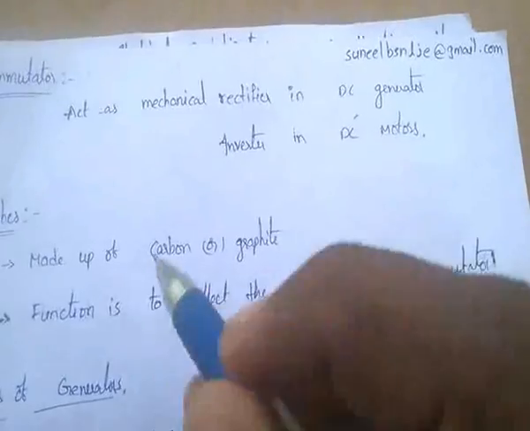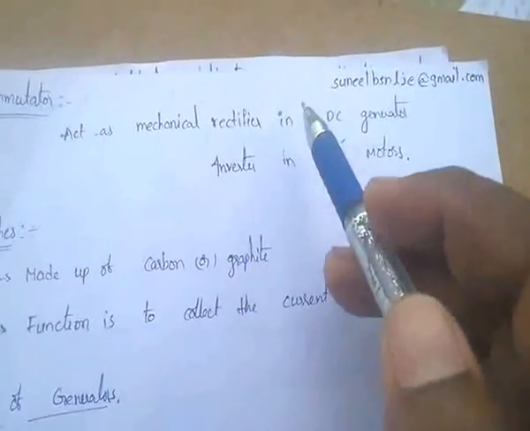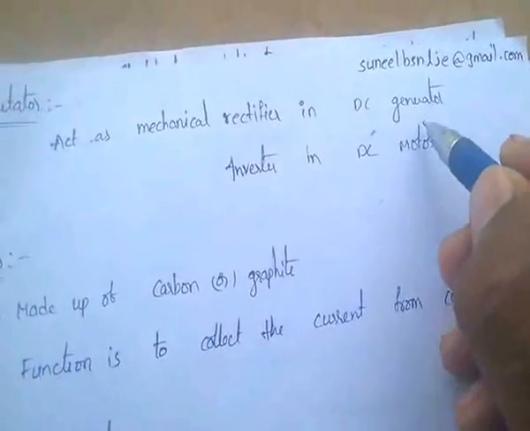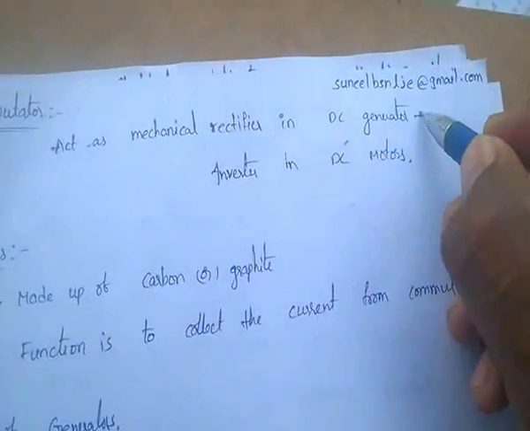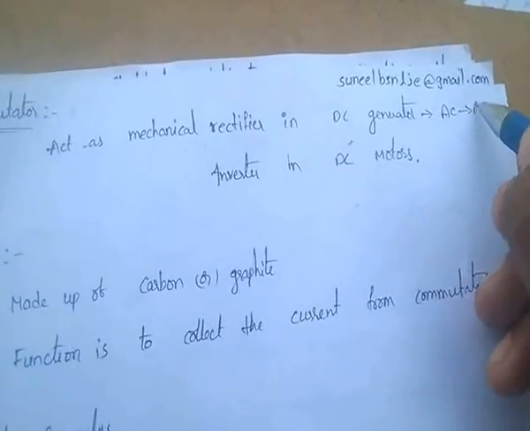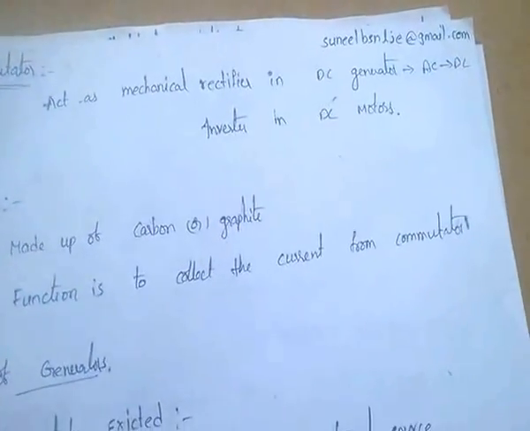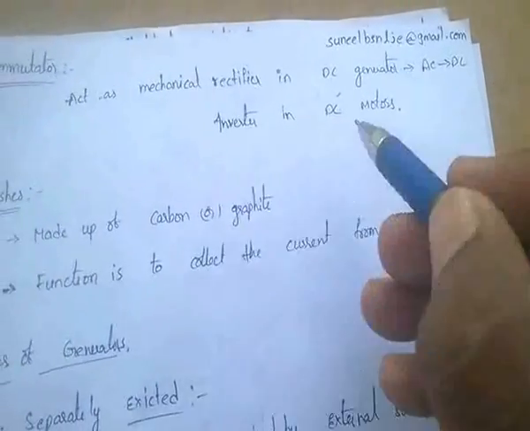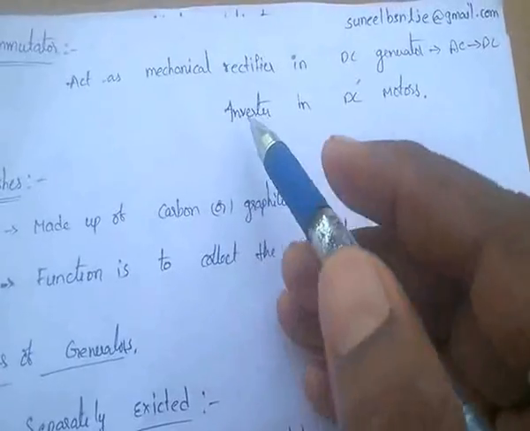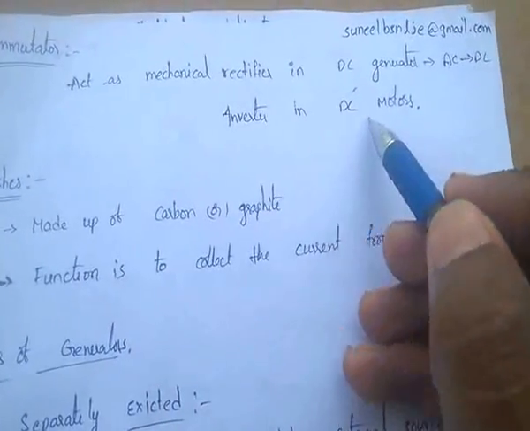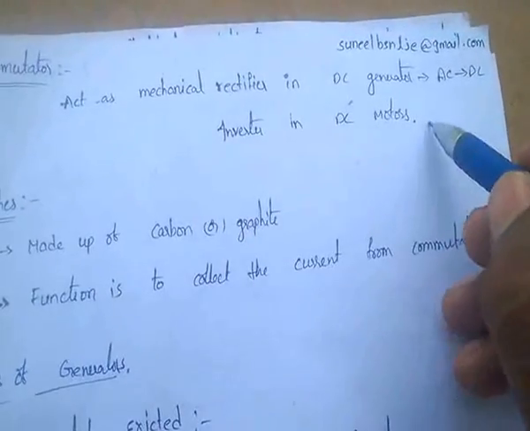As I already told about this commutator, it acts as a mechanical rectifier in DC generators. That means it converts AC to DC. Actually, the current induced in DC generators is AC, but by using this commutator we can convert AC to DC. In case of motors, the commutator acts as an inverter. That means it converts DC to AC.